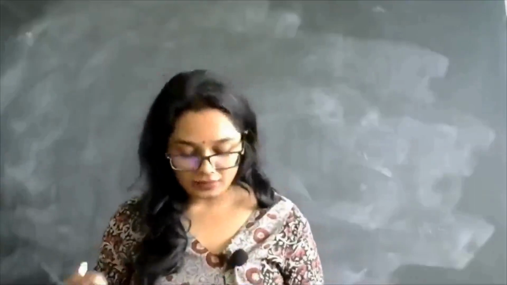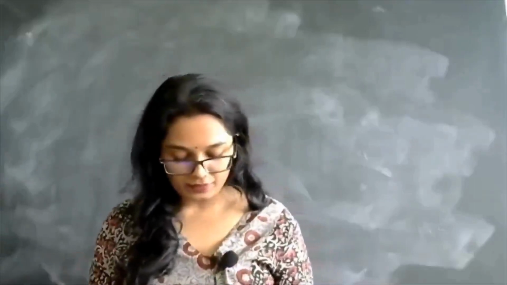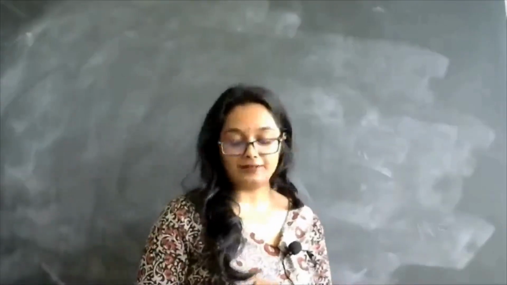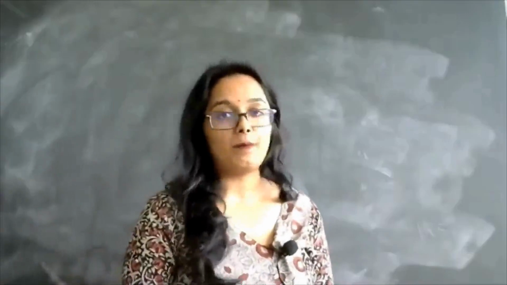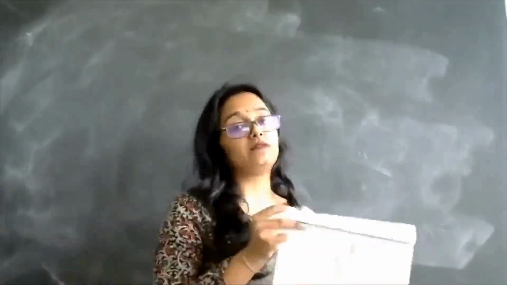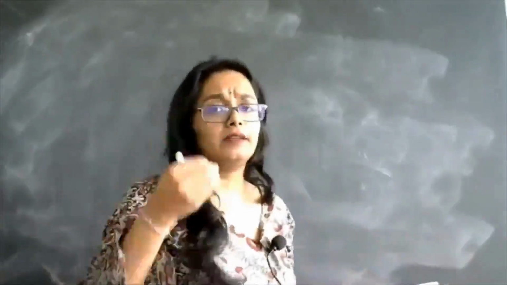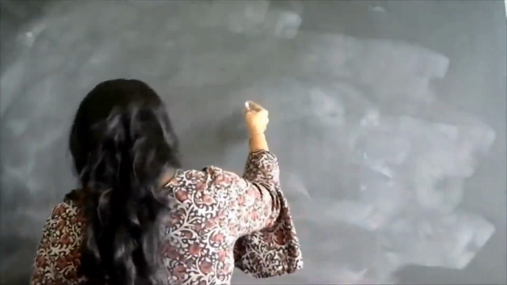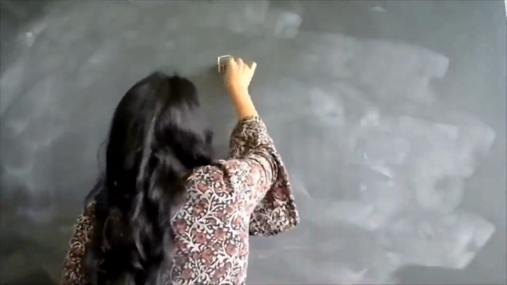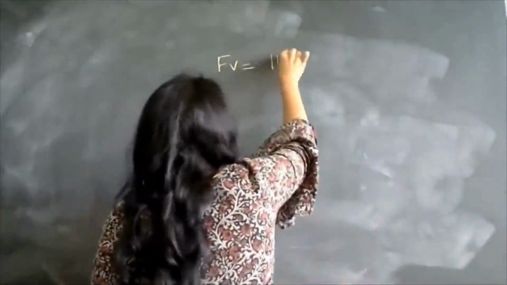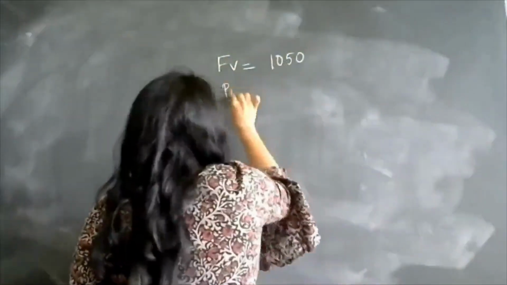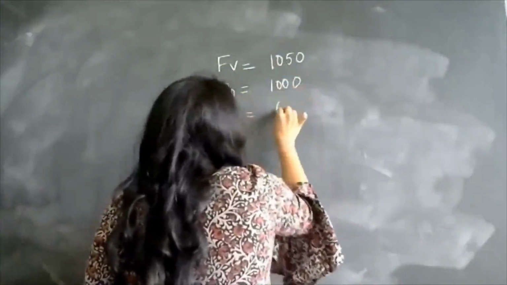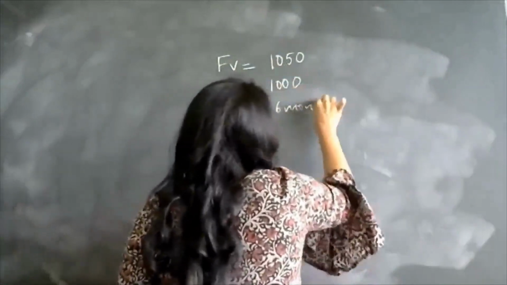Now let us write down the particulars, whatever are there over here, so it becomes very easy for you. They have also mentioned the time period. They have given the time period as 6 months. So what is given to us? Future value is given, which is nothing but 1050. Present value is also given, which is nothing but 1000. N is also given, which is nothing but 6 months.